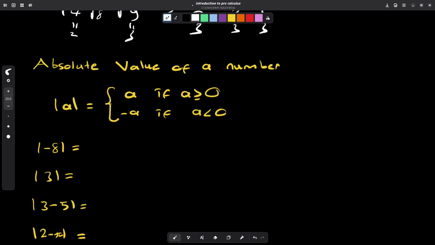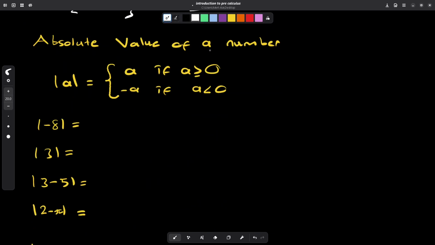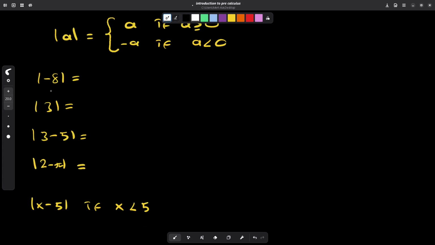All right. Absolute value of a number, again, really important for us. Absolute value of a is defined as a if the inside of the absolute value is greater than or equal to 0, and negative a if a is less than 0. Absolute value basically tells you no matter what you have inside me, it will not come out as negative. It's distance, right? Let's see some simple examples.